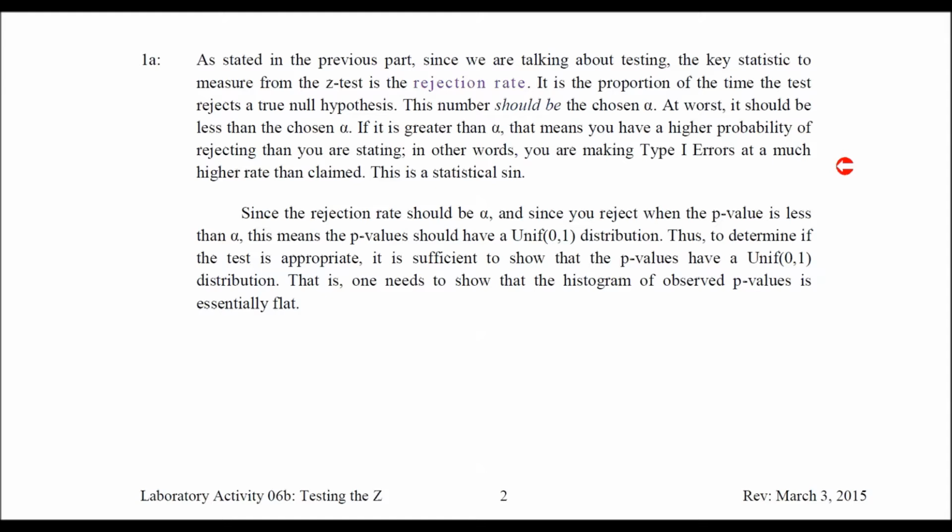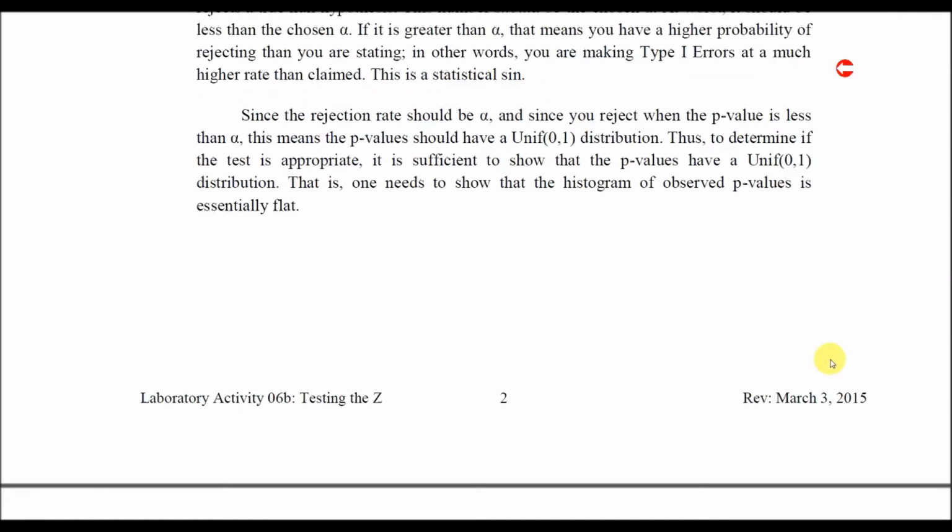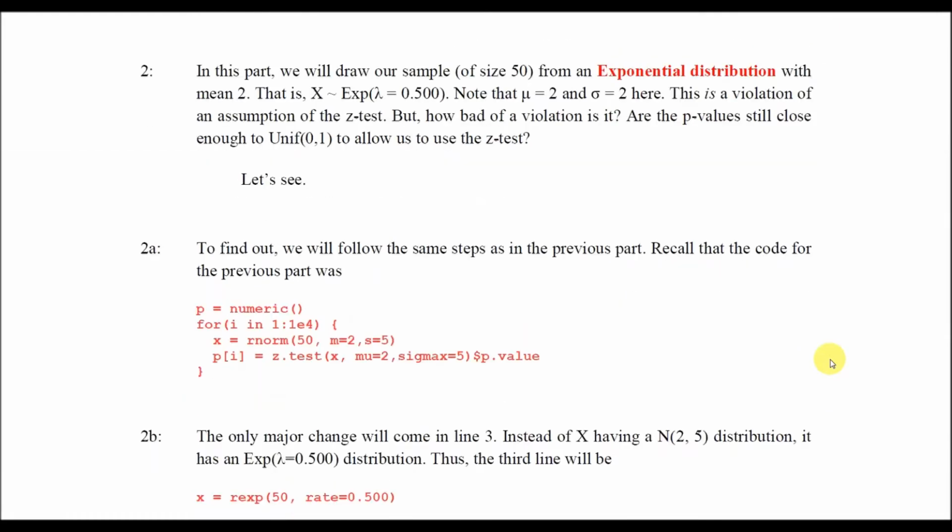If it's greater than alpha, then we are rejecting more often than we state. So we claim that we're rejecting incorrectly 5% of the time, but in reality, we may be rejecting more often than that. And that's actually a statistical sin. That's one of the bad ones. We could also test if the p-values are uniformly distributed, for the same reason as in the previous lab.